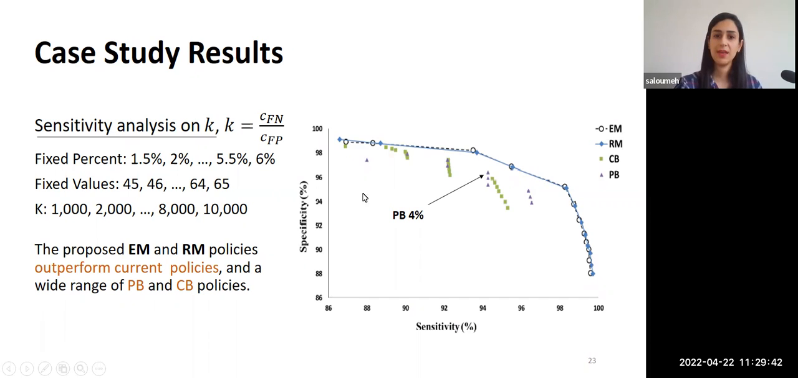And you can see that our proposed policies, because they take into account many different factors that can affect the IRT value, outperform all possible fixed percentage or fixed value IRT policies. So for a specific sensitivity, it always results in better specificity. For a specific specificity, it always results in better sensitivity.